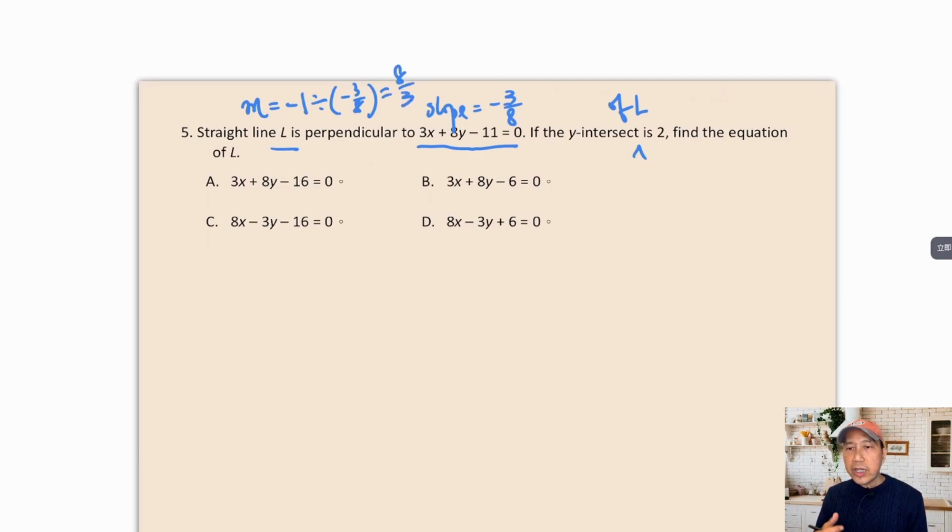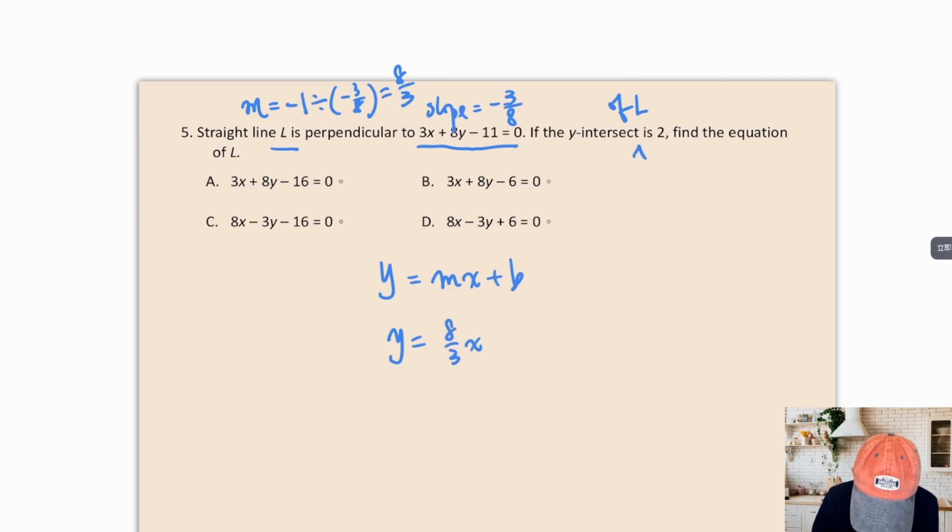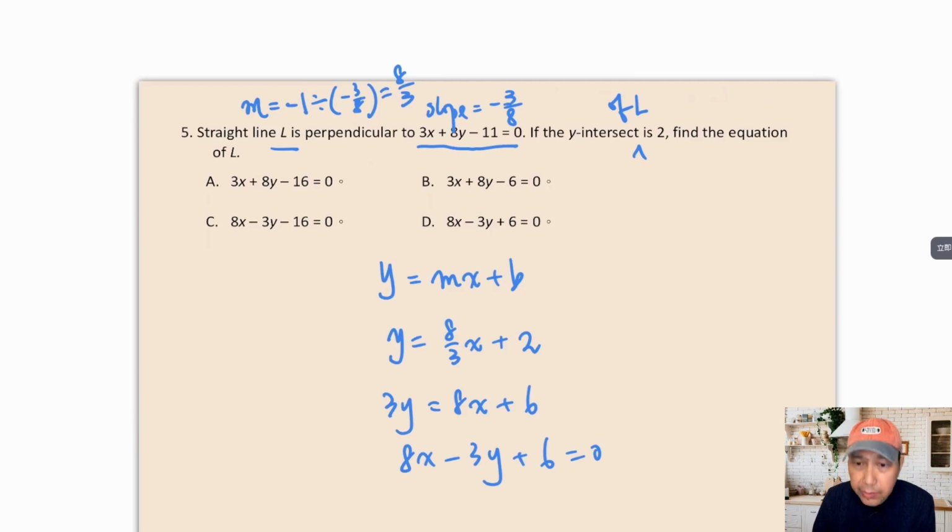Now we have the slope is h over 3, and we have the y-intercept. We can use the slope-intercept form, which is y equals mx plus b. So y is equal to h over 3 x plus the y-intercept, which is 2. So 3y is hx plus 6. So hx minus 3y plus 6 is equal to 0. So the answer is D.